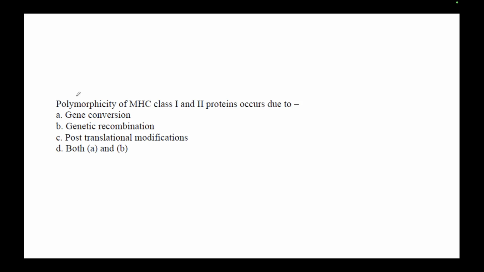Okay, so polymorphicity of class 1 and class 2 MHC genes occurs due to, okay, there are four options given: gene conversion, gene recombination, or PTMs. What is the reason for polymorphicity arising in MHC class genes? Option D, both A and B. Yes, for polymorphism, they undergo gene conversion as well as genetic recombination.